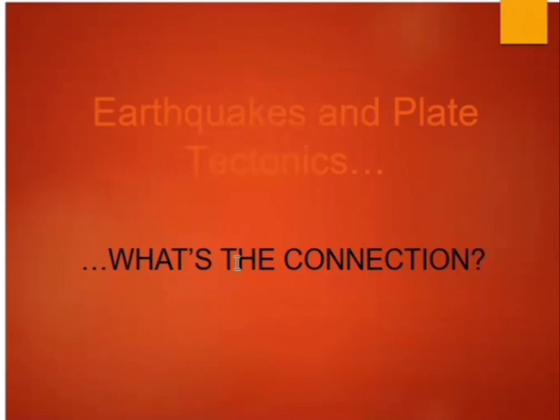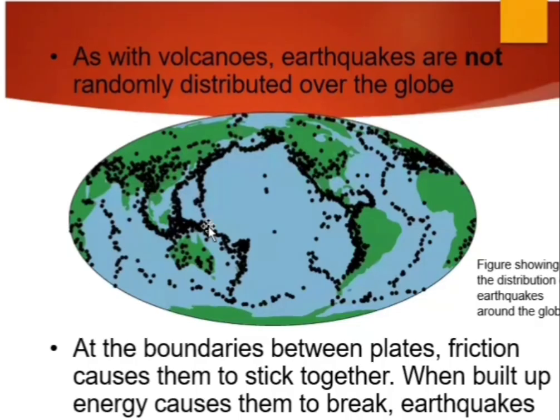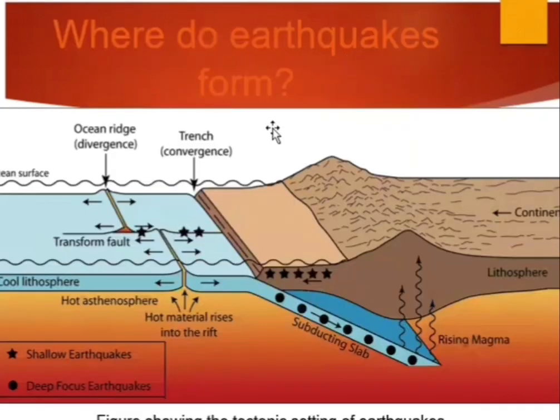Earthquakes and plate tectonics. What's the connection? As with volcanoes, earthquakes are not randomly distributed over the globe. At a boundary between plates, friction causes them to stick together. When built-up energy is released, they break and earthquakes occur. Where do earthquakes form? Earthquakes are formed at oceanic ridges or divergent boundaries, and at trenches, which are deep sea trenches. They are formed along transform boundaries as well.